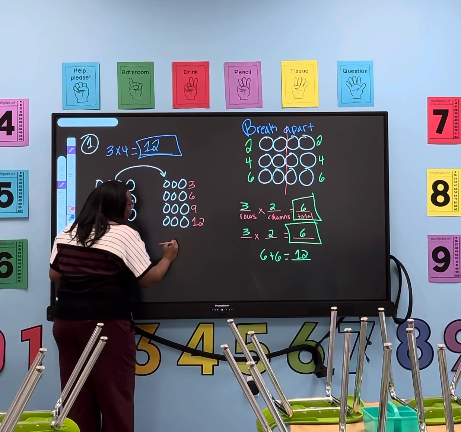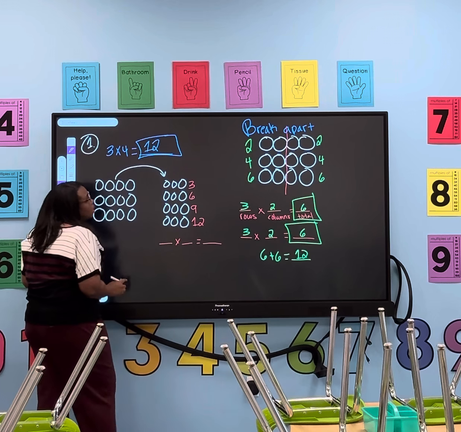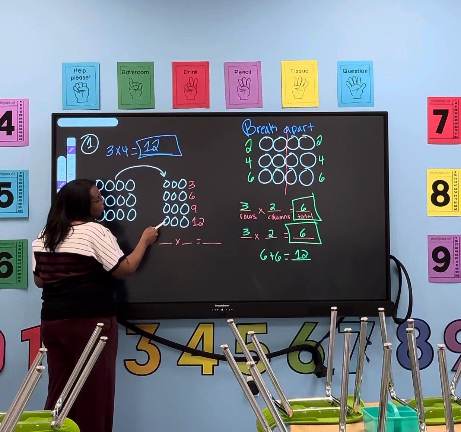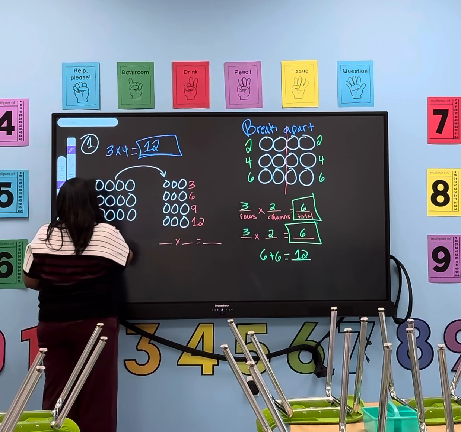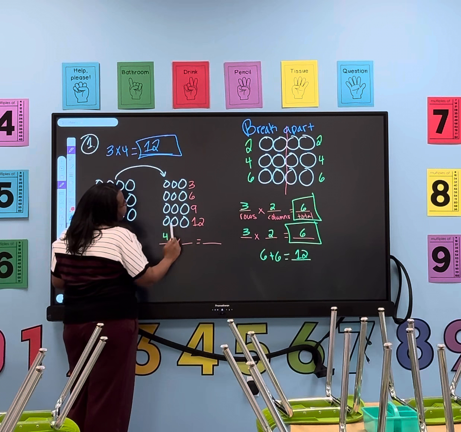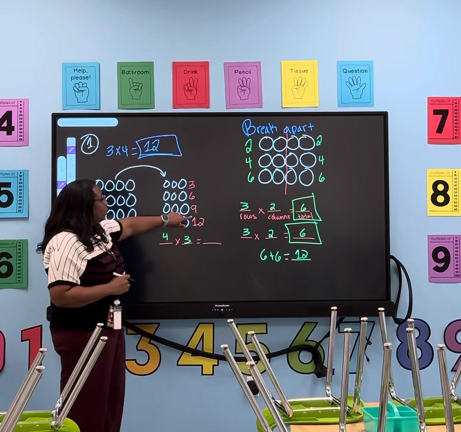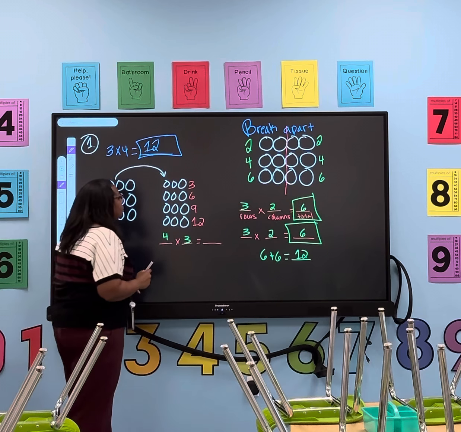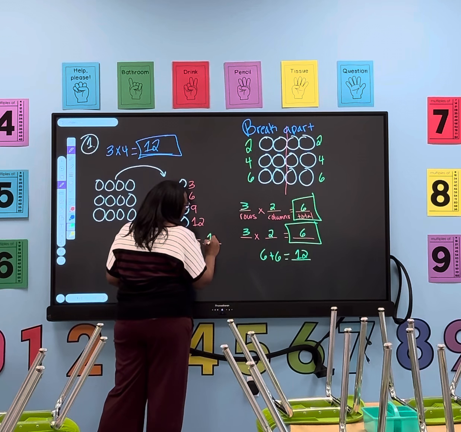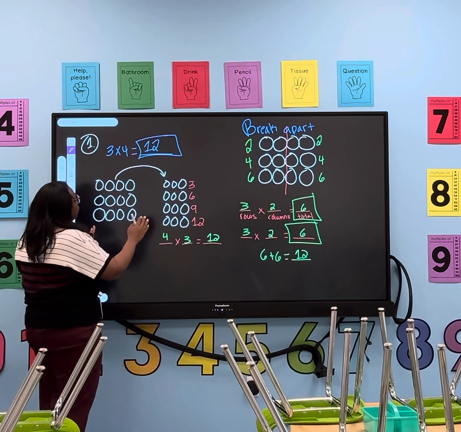So now we know it's a total of 12, but let's go ahead and write the multiplication equation for this. So the first one, again, is always going to be your rows, then your columns, and your total. So I have 1, 2, 3, 4 rows, so this is going to be 4. And then I have 3 in each row, or 3 columns, so this is 3. Now I know that my total is 12, so this is going to be 12.